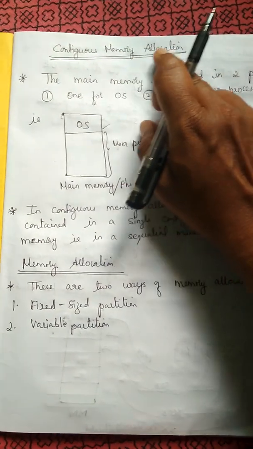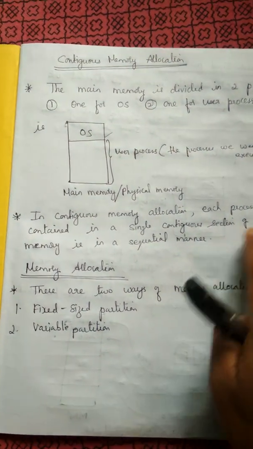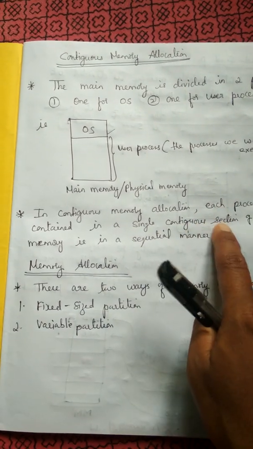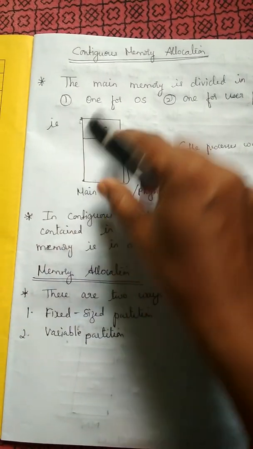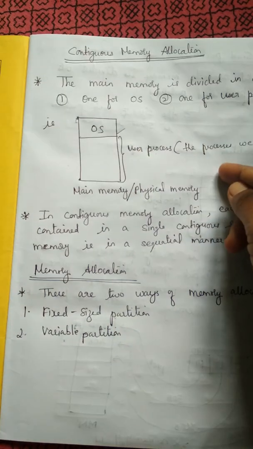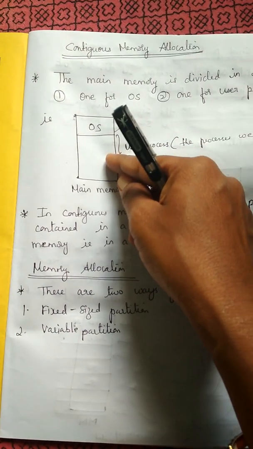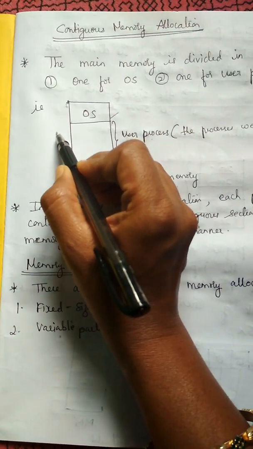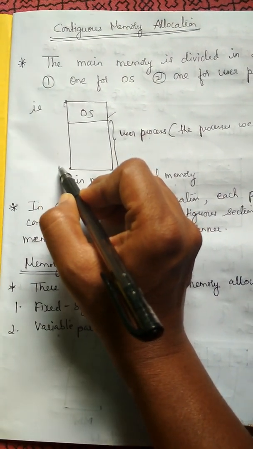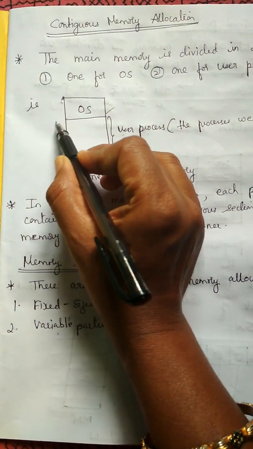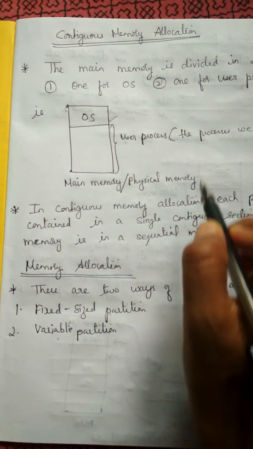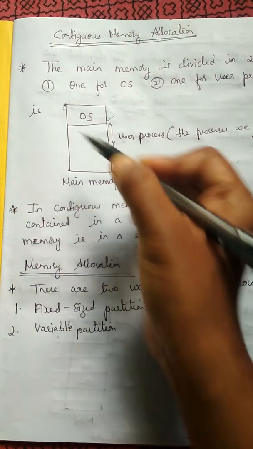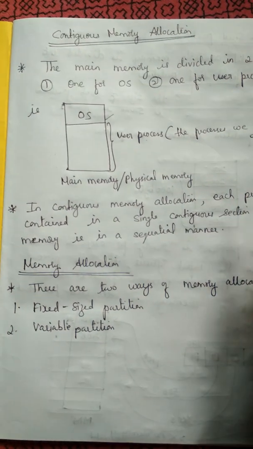So what is this contiguous memory allocation? Each process is contained in a single contiguous section of the memory. If this is the memory, and one process needs to get loaded here in contiguous fashion, say the addresses are 100, 101, 102, and so on. If that particular process size is 20 bytes, the first 20 bytes in a sequential manner should be allotted to that particular process.